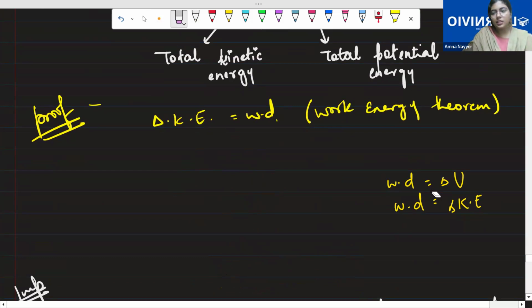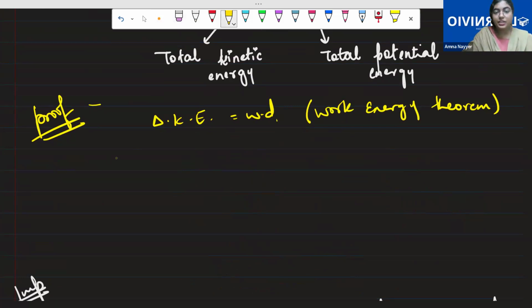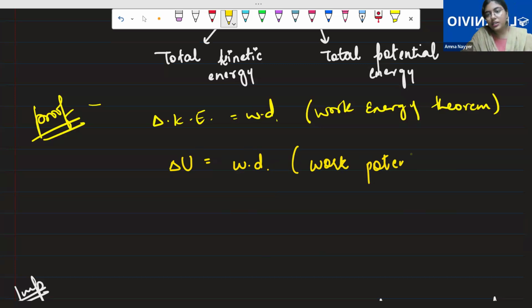Why are their changes equal to each other? Basically the entire kinetic energy gets stored in the form of potential energy also. Let's say change in kinetic energy is equal to work done according to the work-energy theorem. Similarly, I discussed with you that work done is also stored in the form of potential energy because of the work-potential energy theorem.